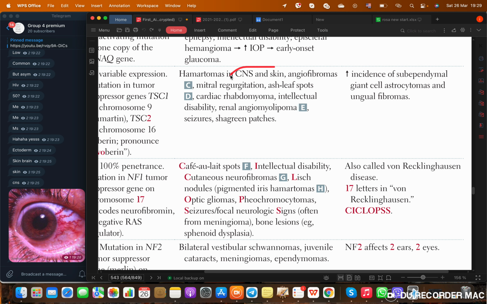Hamartomas can occur in the CNS and the skin. Remember, hamartomas are benign tumors located at the exact same place where the tissue originated from. Meaning, if you biopsy this tumor, it will have normal architecture, but there is hyperproliferation of the cells.